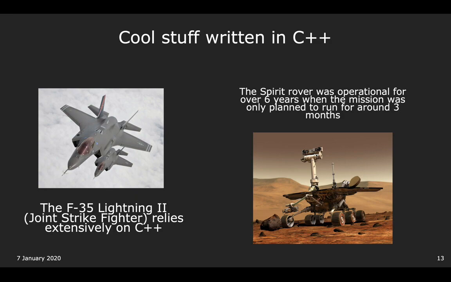Fun fact, C++ exists on more than one planet. There's a Mars rover. Is it still operational? I don't think it's operational anymore, but there's still C++ code in it right now. And there's probably some other rover with more C++ code as well. A lot of these Mars rovers and aircraft have code in them which is written in C++.